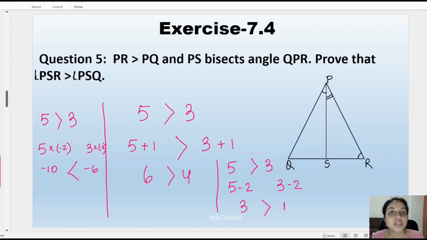So whenever we are multiplying or dividing any inequality by a negative term or a negative number, we have to reverse the inequality sign. Greater than sign will change to less than sign. Less than sign will change to greater than sign. If a greater or equal sign is there, it will change to less or equal sign. And if a less or equal sign is there, it will get reversed to greater or equal sign.